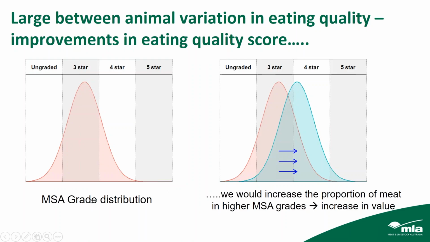Essentially, from that data, we know that there is a large animal variation in eating quality. On the left-hand side here, we can see our distribution goes from some ungrades, the majority are a 3-star, some are a 4-star, and a couple are 5-star. So what is the value of actually improving eating quality by a score? If we push our distribution further over on the right side, so we have more animals going from a 3-star to a 4-star, we're increasing our MSA grade, and essentially we're increasing the value of our product.